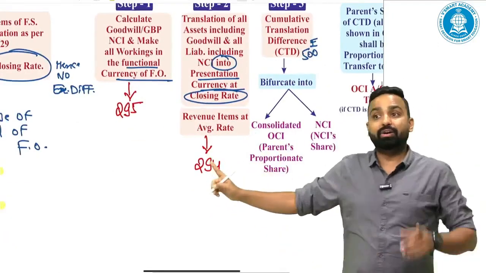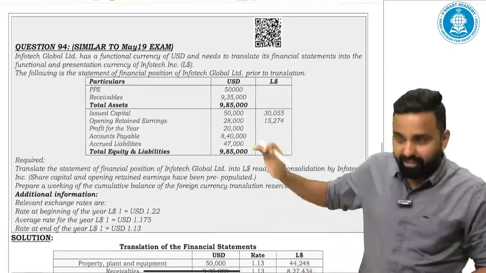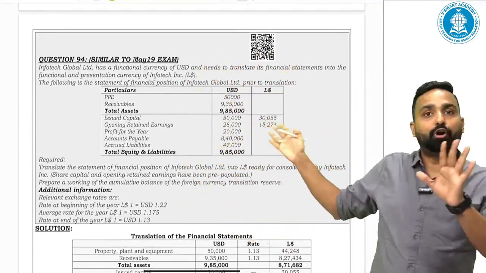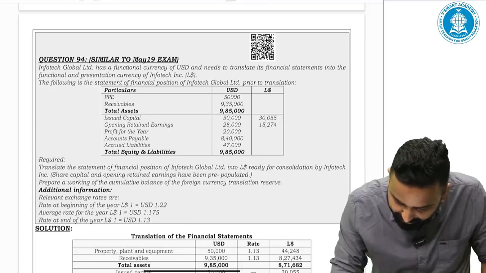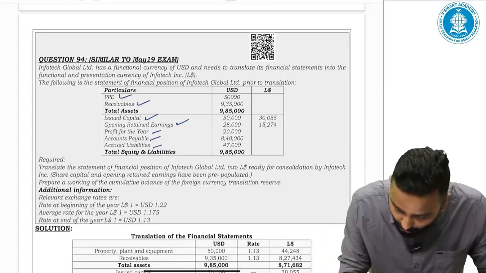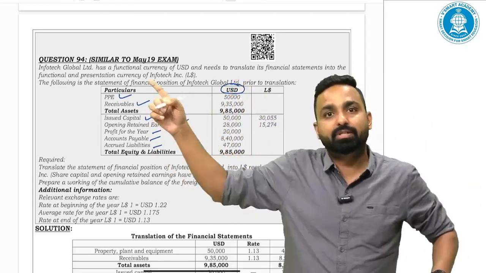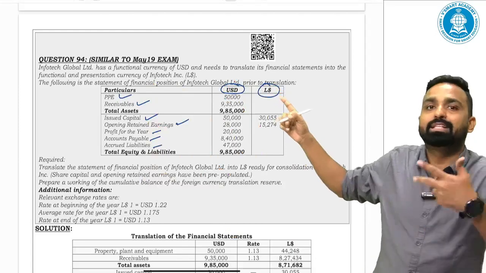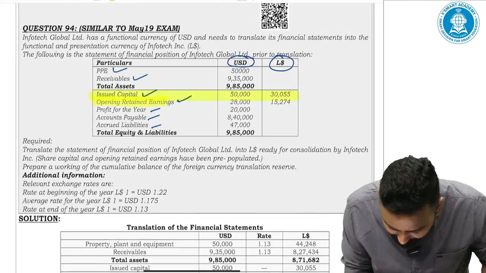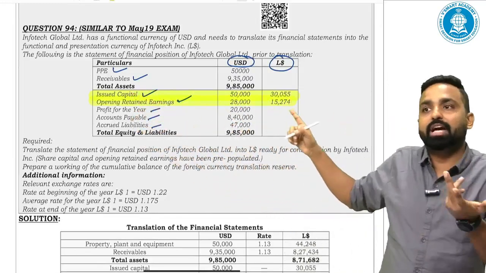Okay. Now, there is one question number 94. That is also very important. I am showing you question number 94. Again, you will get the QR code for the entire discussion. Now see, this is the trial balance of a foreign operation. So foreign operation has PPE, receivables, issued capital, retained earning, profit for the year, account payable, accrued liabilities, all in USD. Now, I need to convert the entire USD based trial balance into the local currency. L means local currency of the holding company. And in these, two figures are pre-populated. That is, I don't need to convert issued capital and opening retained earning because they are already converted in the question.